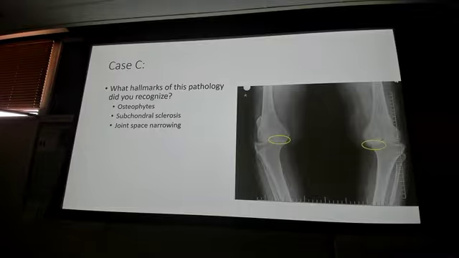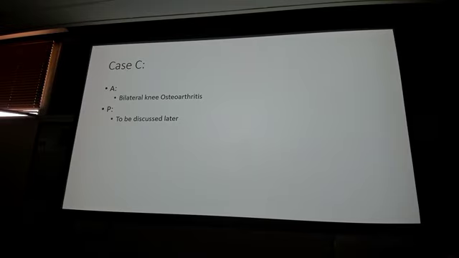or lack thereof joint space, right? But narrowing in general. Bilateral knee osteoarthritis, what kind? Primary. Plan for him, probably bilateral knee replacement.